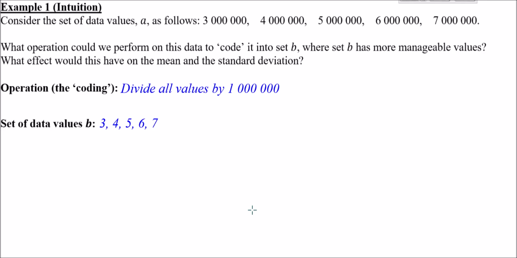If you took away 3 million, then you'd still be talking about millions. If you divided it by anything else, you might get awkward decimals. Divided by 1,000,000, with practice you can see what to code them with, but that just makes it much easier.